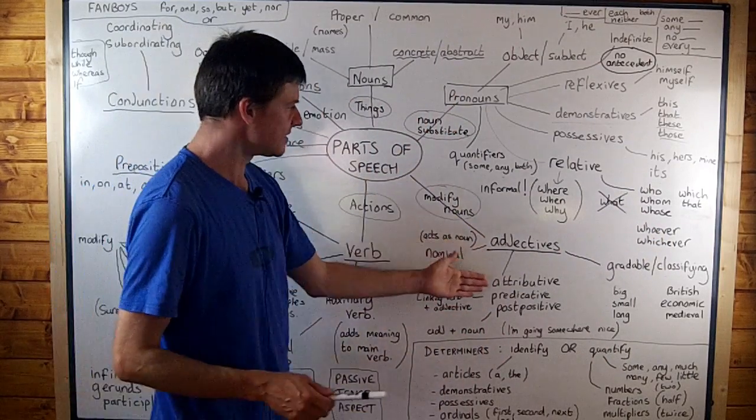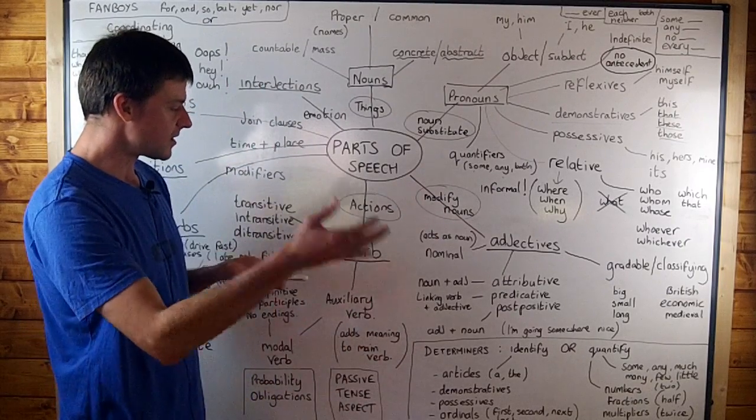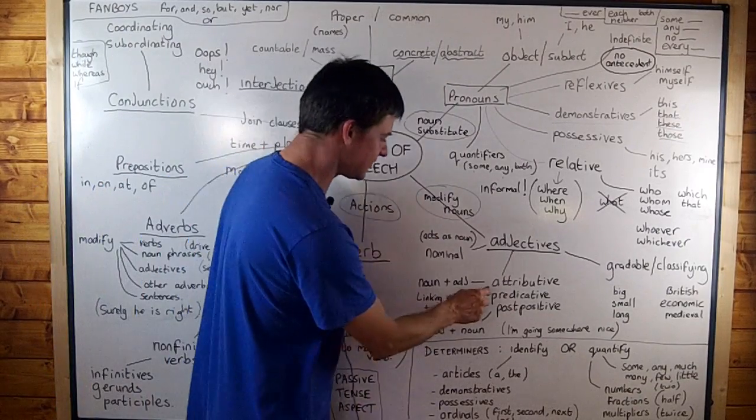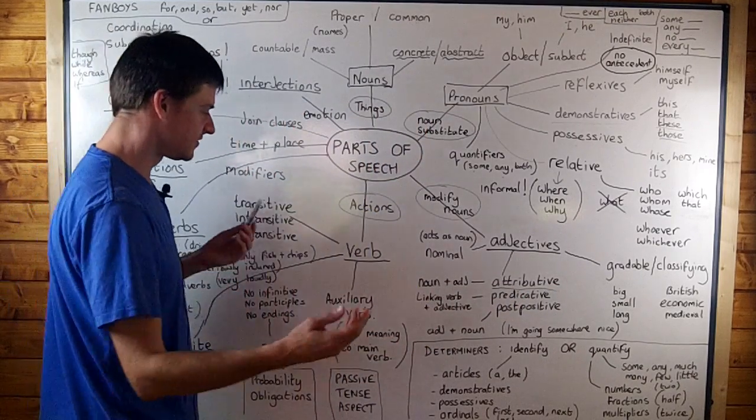Okay, adjectives modify nouns. In English, they usually go before the noun, in which case they're called attributive adjectives.